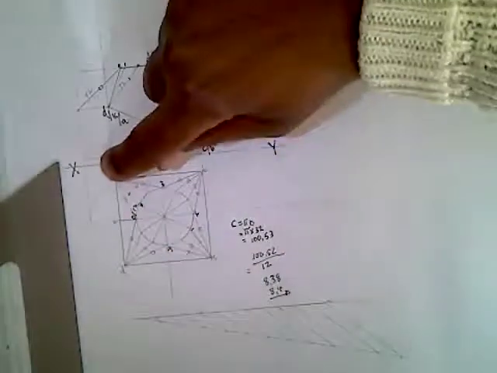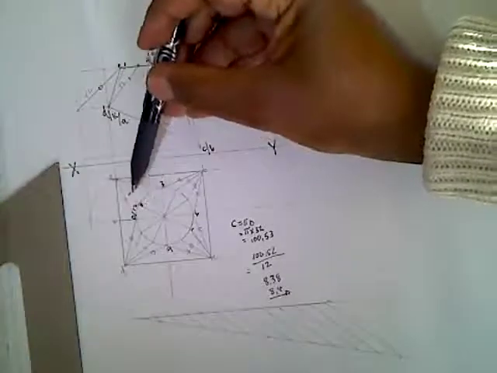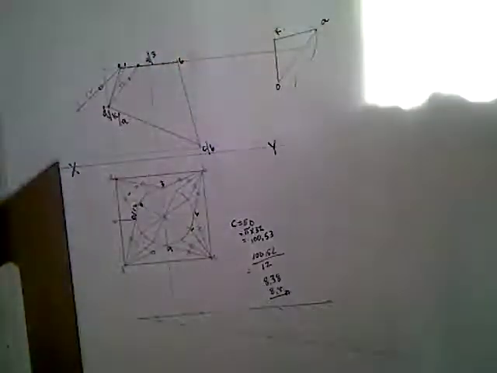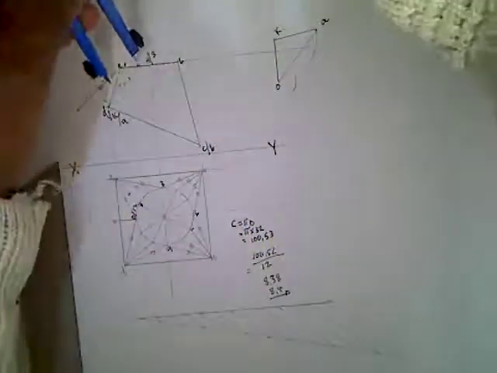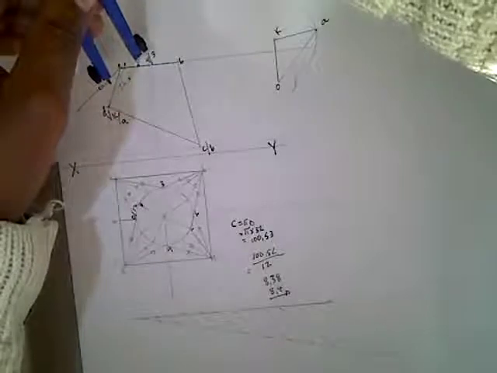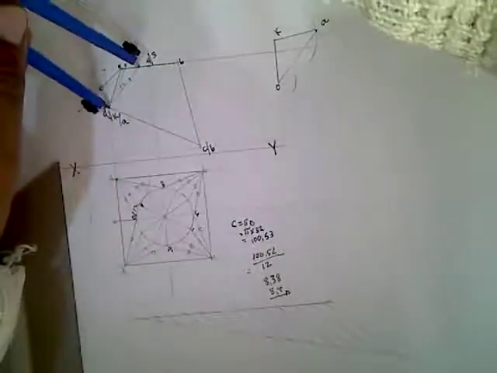Now, I must move from A to 1. A to 1 is the one that is marked with 1. Where is that one that is marked with 1? Here is the true length of A to 1. That is the true length. So my 1 is here.